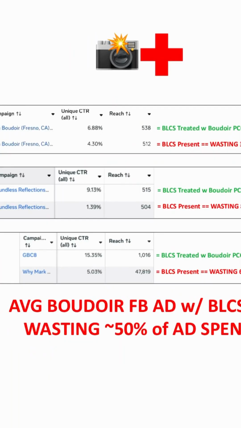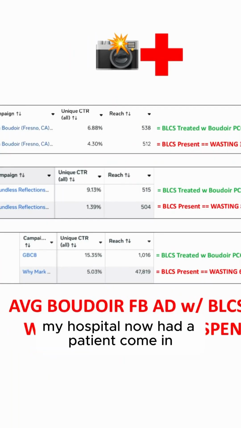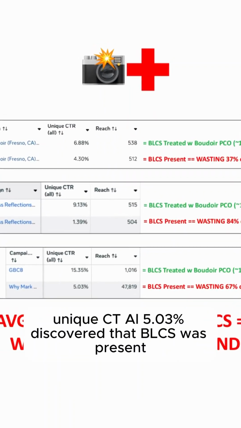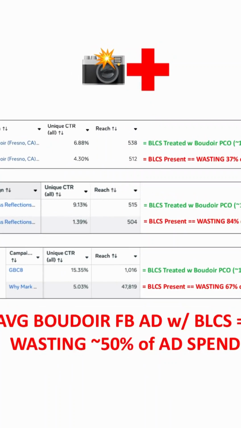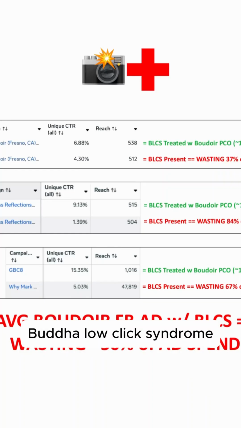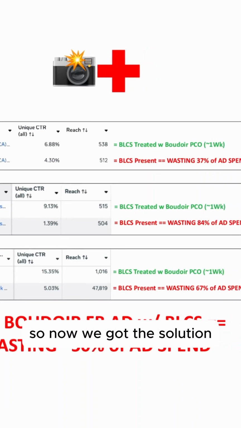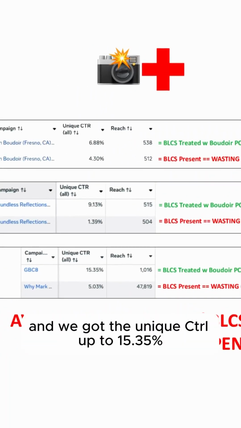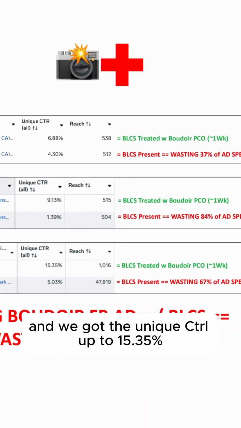Finally, my hospital now had a patient come in, unique CTR 5.03%, and we discovered that BLCS was present. Unique CTR under 6%, BLCS is present, Boudoir Outclicked Syndrome. So now we've got the solution. We can treat it with Boudoir Pico. It takes about a week. And we got the unique CTR up to 15.35%.